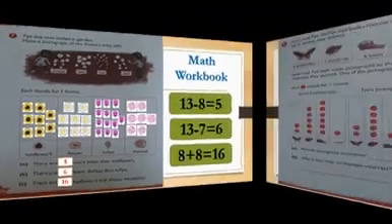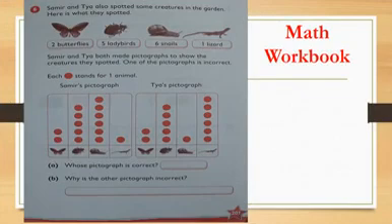Okay, now let's go to the other page. Okay, page 201, still on your math workbook. So Samir and Tia also spotted some creatures in the garden. So they saw some insects. So here is what they spotted: 2 butterflies, 5 ladybirds or ladybugs, 6 snails, and 1 lizard.